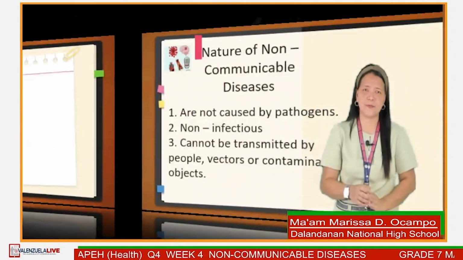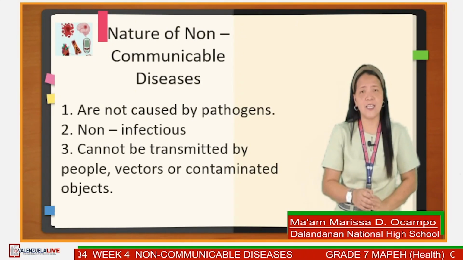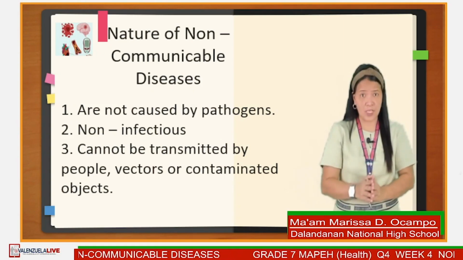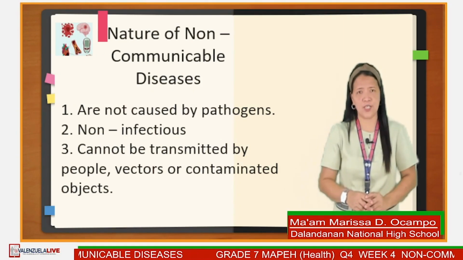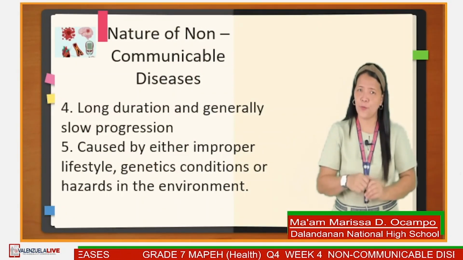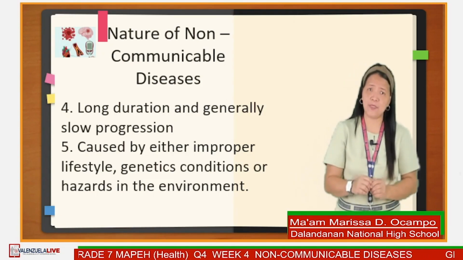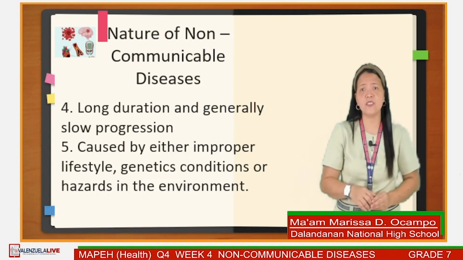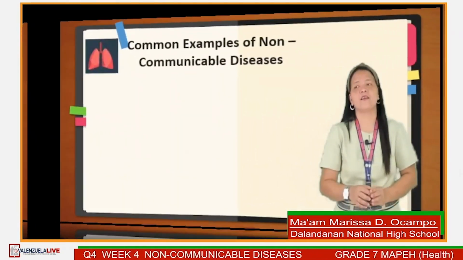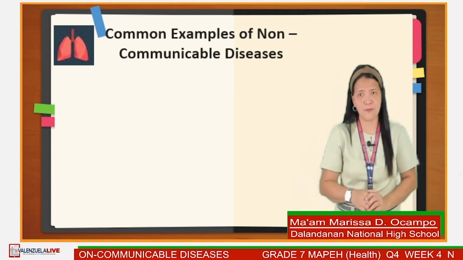Non-communicable diseases are not caused by pathogens, non-infectious, and cannot be transmitted by people, vectors, or contaminated objects. They have long duration and generally slow progression, caused by either improper lifestyle, genetic conditions, or hazards in the environment. Here are some common examples of non-communicable diseases.